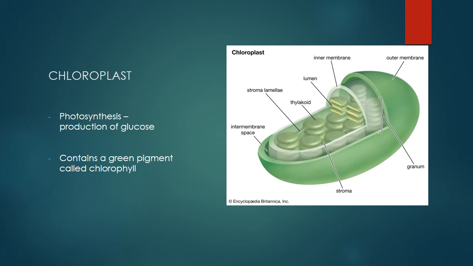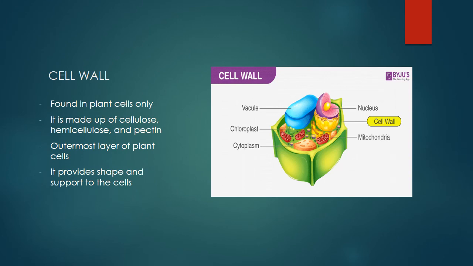And last but not the least, the cell wall. Both the animal cell and the plant cell contain a cell membrane. However, cell wall is only found in plant cells, and it is the outermost layer of plant cells. Cell wall is made of cellulose, hemicellulose, and actin, which plays an integral role in keeping the structure to be stable. It provides shape and support to the cells. A major role of the cell wall is to form a framework for the cell to prevent overexpansion.